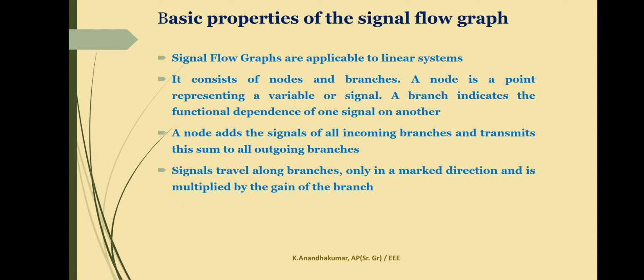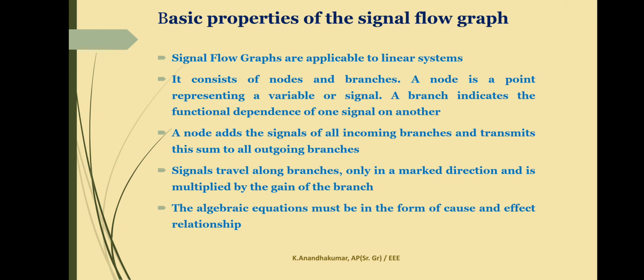Signals travel along branches only in a marked direction, and you have to note that the signal can only flow in a branch in a single direction. It can flow only in the forward direction or the reverse direction; flow in both directions is not possible in signal flow graphs. When a signal travels through a branch, it gets multiplied by the gain of that branch. The algebraic equations used for drawing the signal flow graph must be in the form of cause and effect relationships.